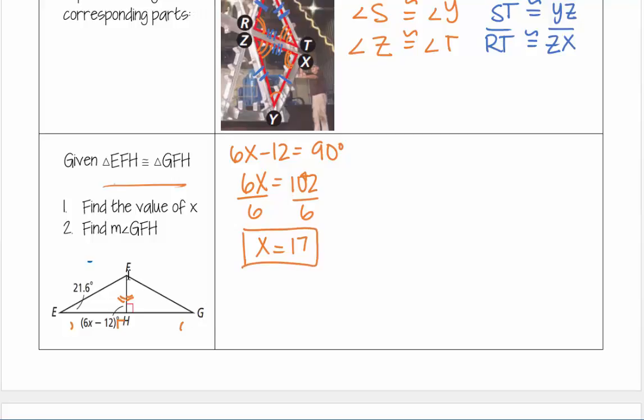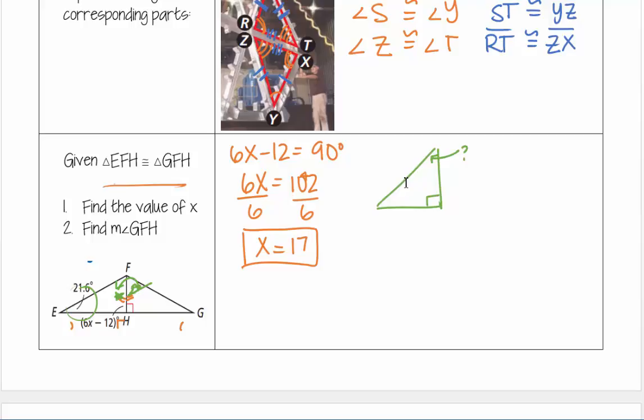So G to F to H. We've got to find this guy right here. In order to do that, we need to know a couple angles of the triangle. Right now they tell me that this guy is 21.6. I can figure out this guy right up here, and because of this congruent statement, I know that those two have to be equal. So I have in my triangle here, I know that this one's equal to the one I need to find, so this is what I don't know.